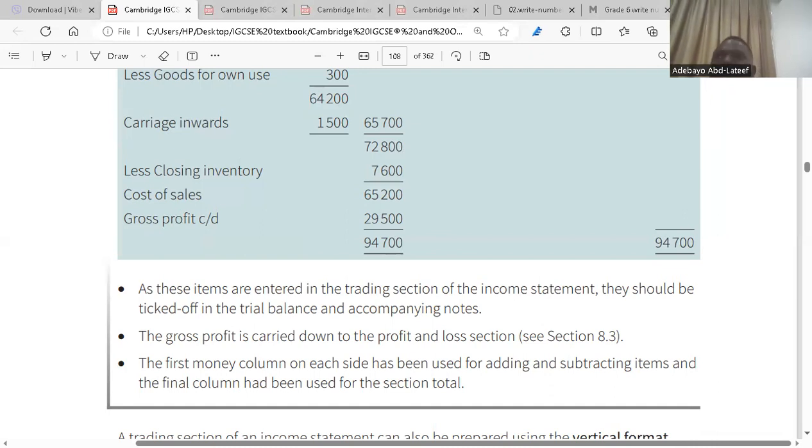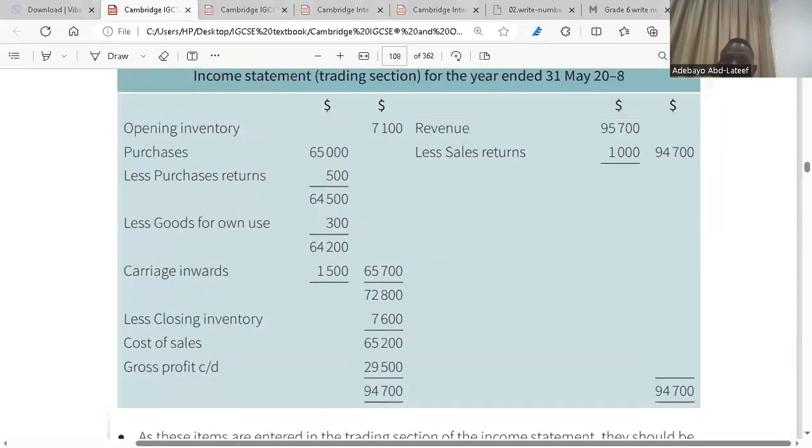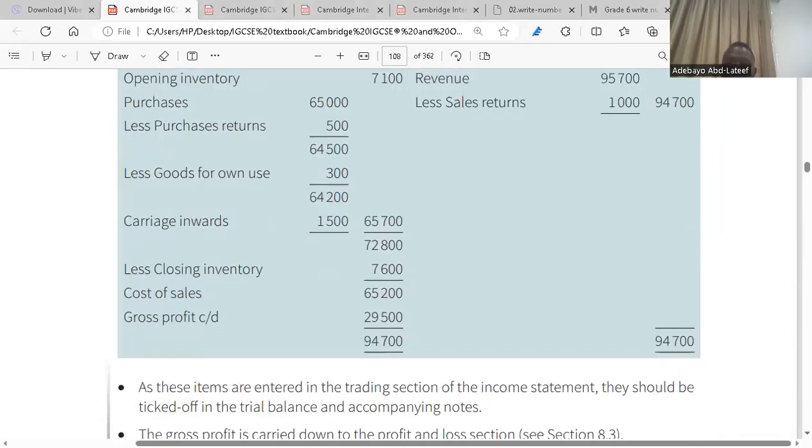Our trading account, yeah, 29,500. That's the gross profit. And where is the 94,000? That's the total of your sales on both sides. Your gross profit is 29,500. You know why it's like this? Just hold on, please. Let me pull it out for you.